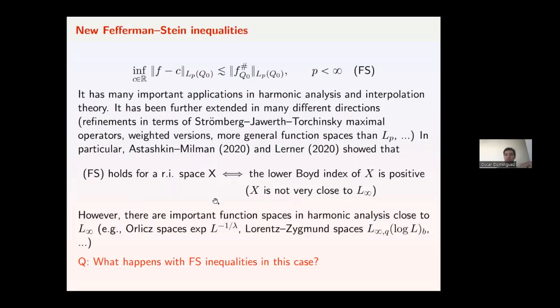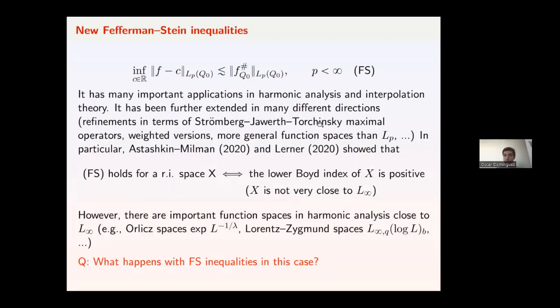For instance, the Orlicz space given by exponential classes. So these spaces, as we saw, arise naturally in John-Nirenberg inequalities. Or for instance, this special class of Lorentz-Zygmund spaces, also known in the literature as Brezis-Wainger-Hansson spaces, they are very useful in connection with critical Sobolev inequalities. So what happens in these spaces?